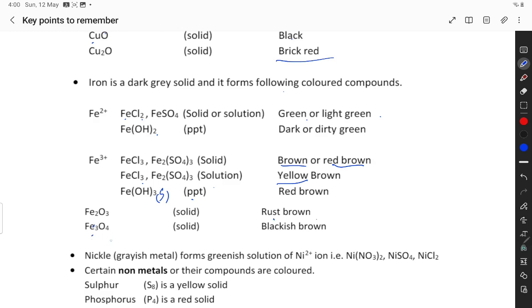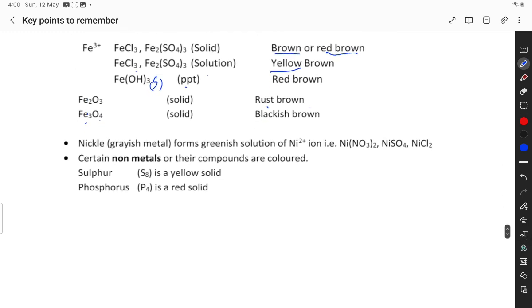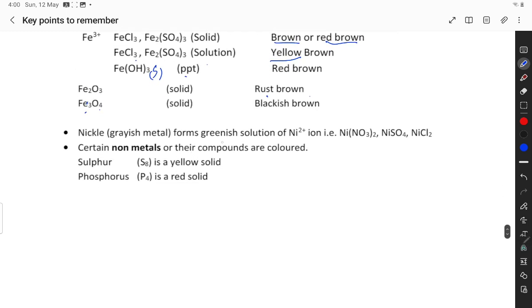Fe3O4 is magnetite, and this is hematite. Solid blackish brown. Nickel is a gray metal that forms a green solution. Green, not greenish. Green solution. Light green solution of nickel ion.